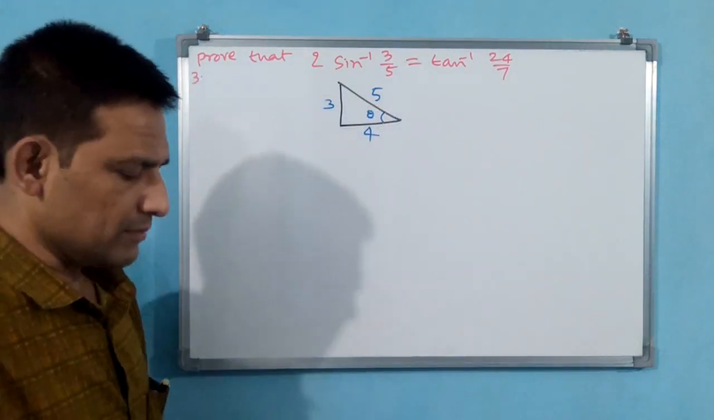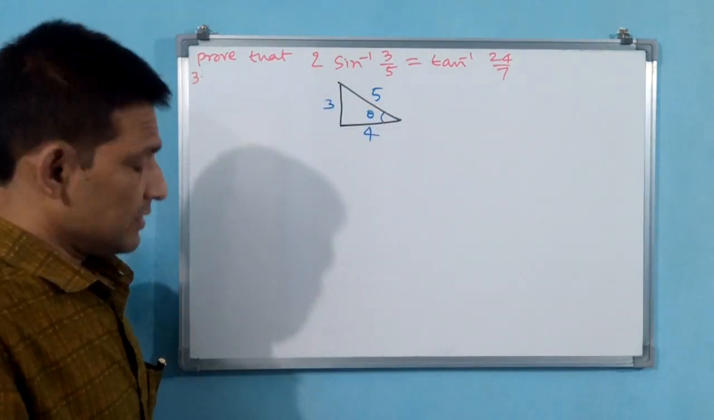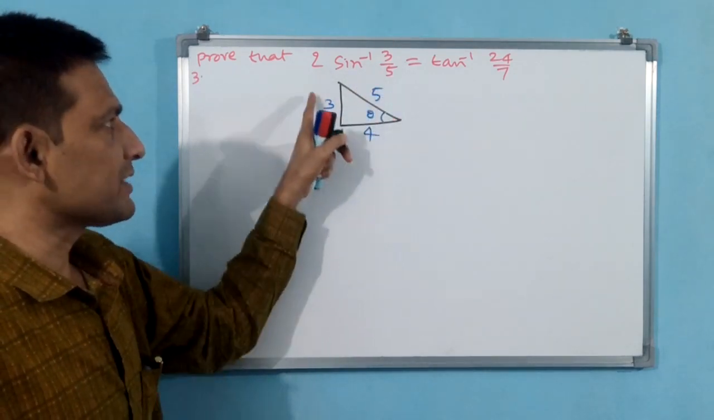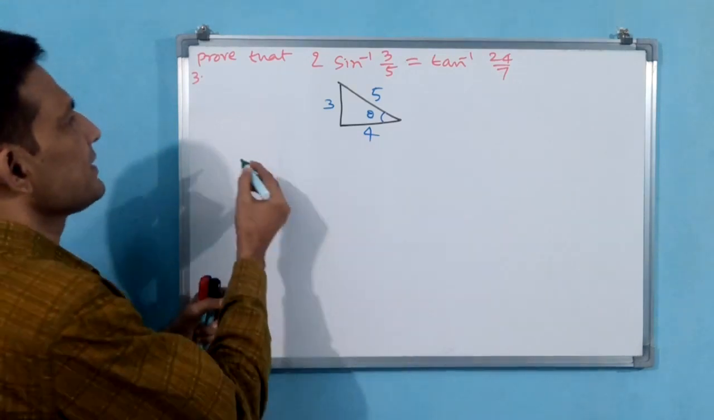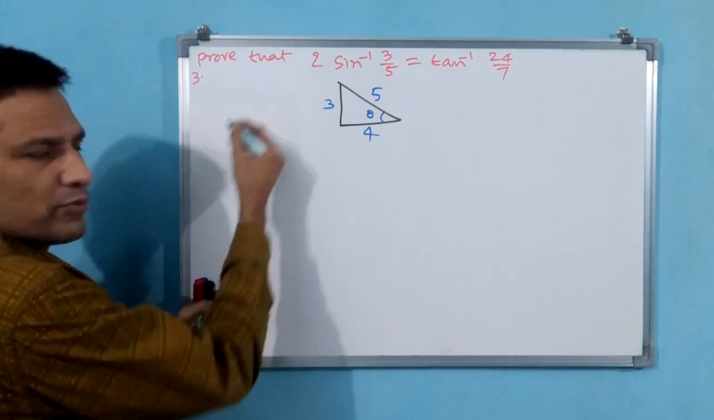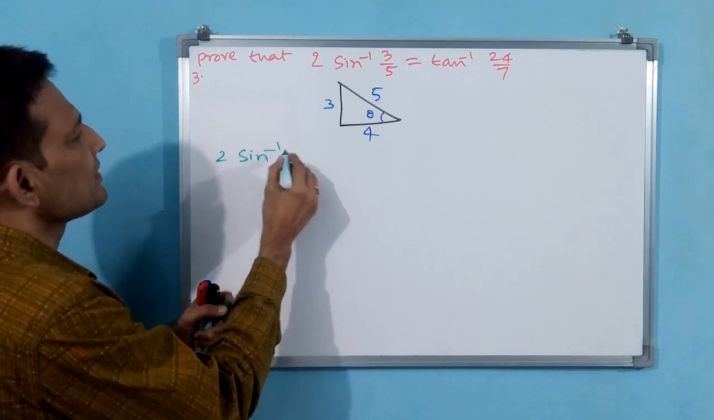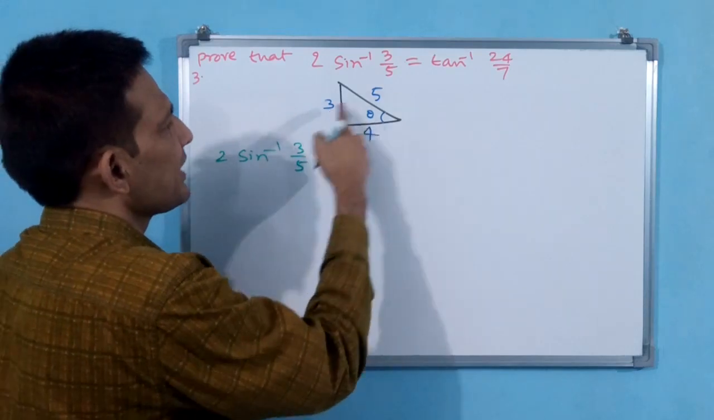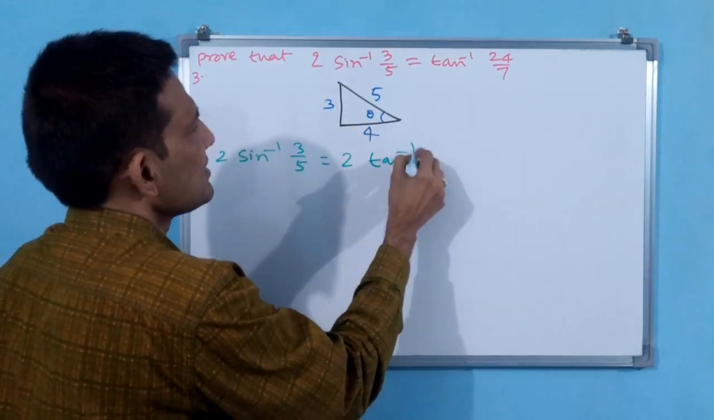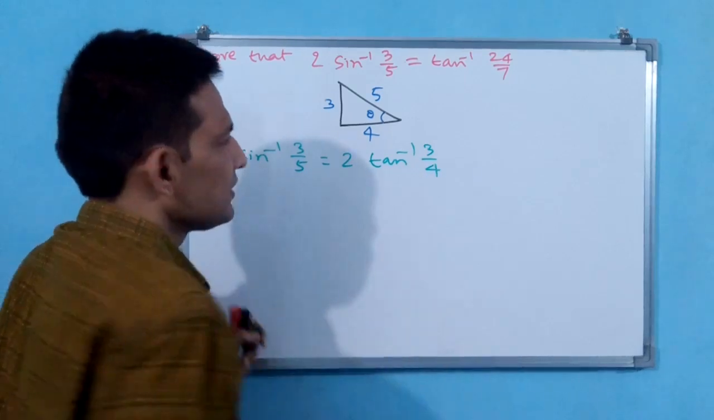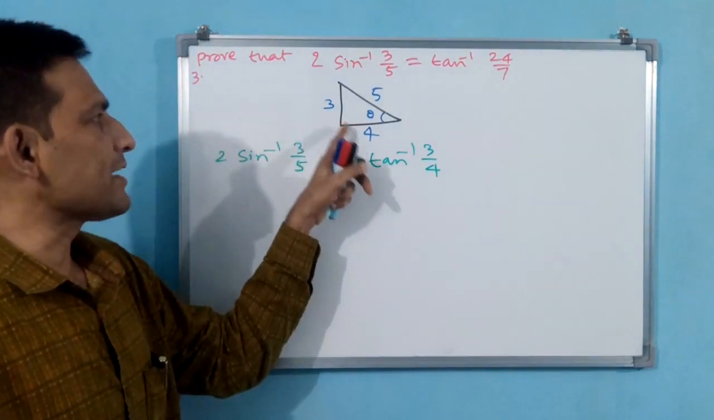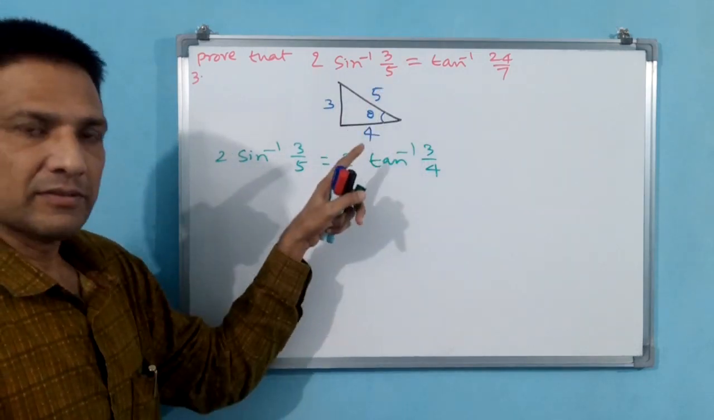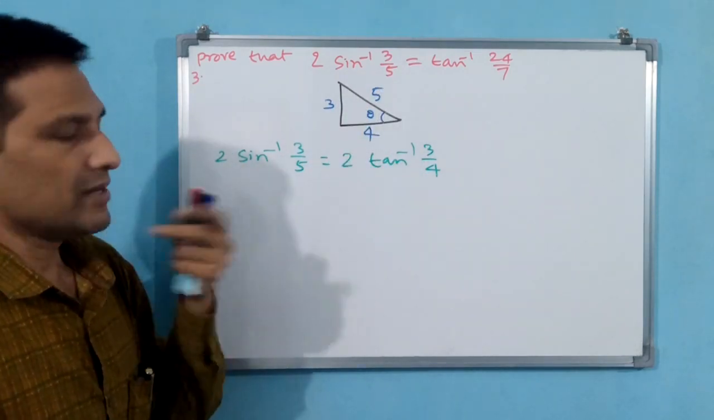Now 4 has come. You see, now sin inverse 3 by 5, we can convert to tan inverse 3 by 4 also. Like that we have to write. Let LHS, or something, you write: 2 sin inverse 3 by 5 is equal to 2 tan inverse 3 by 4. Is it okay? Definitely okay. Tan inverse 3 by 4, sin inverse 3 by 5, cos inverse 4 by 5. Like that also we can write.